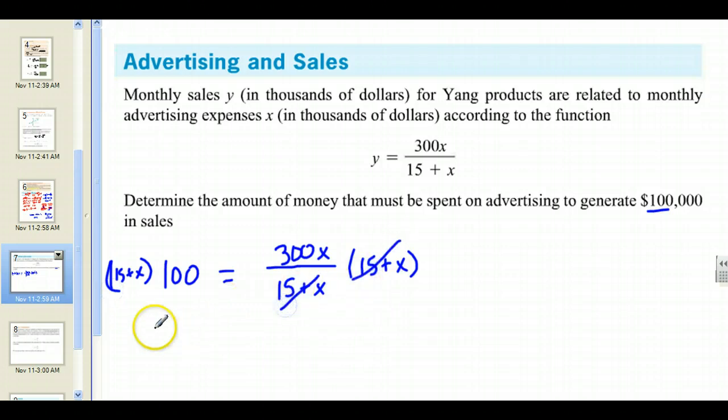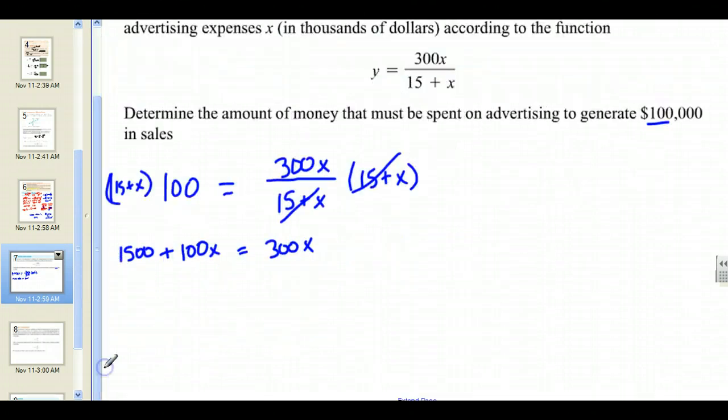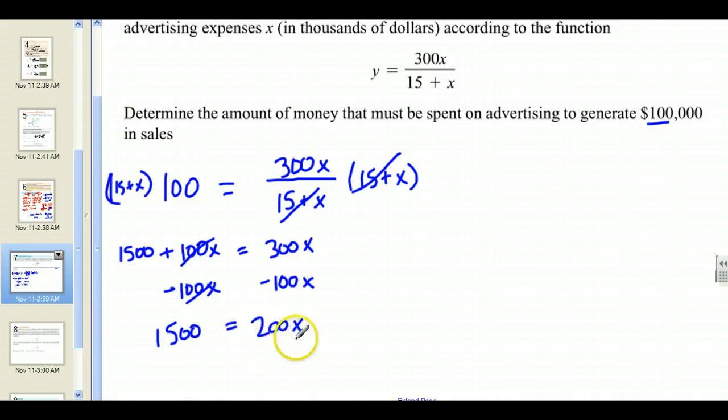Alright, go on over here, and we get, I'm going to go ahead and distribute, 1500 plus 100x equals 300x. Alright, subtract away the 100x to get your x's on one side, your constants on the other, and we get 1500 is equal to 200x. Alright, divided by 200, x is equal to, the zeros cancel, 15 divided by 2 is 7.5.